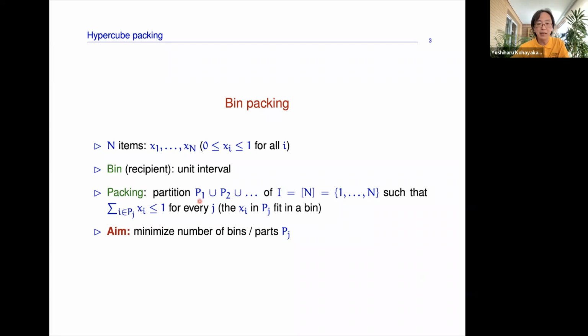And that means the following. You want to split the items. Maybe you want to split the set of indices into blocks, into parts, P1, P2, and so on. And of course, what you want is that in each part Pj, if you add up the stuff that you put in Pj, it adds up to at most one, because the bin has capacity 1, it's a unit interval. So the xi that you decided to put in Pj have to fit. And again, you want to minimize the number of such parts Pj. So this is the classical bin packing problem.